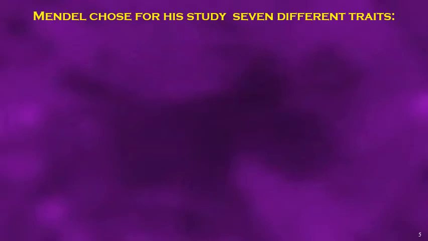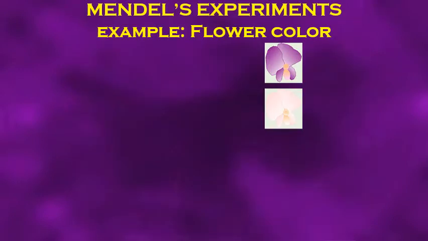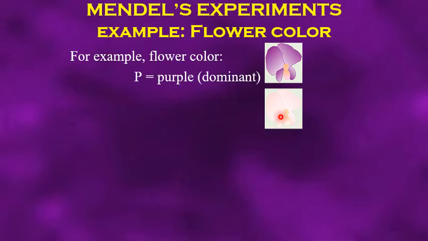Mendel chose for his study 7 different traits in peas. These traits: stem length, pod shape, seed color, flower position, flower color, and pod color. In this experiment, Mendel chose flower color, purple as a dominant and white as a recessive trait. He indicated purple by the symbol P capital, and used p small for the white or recessive trait.